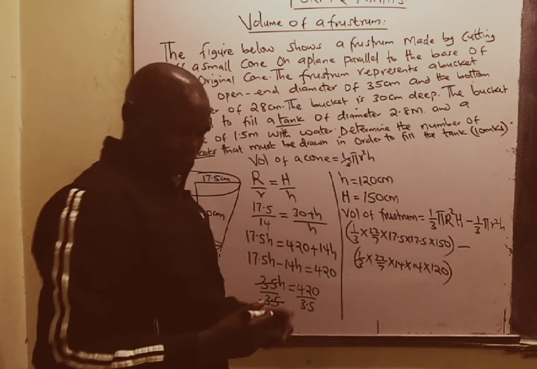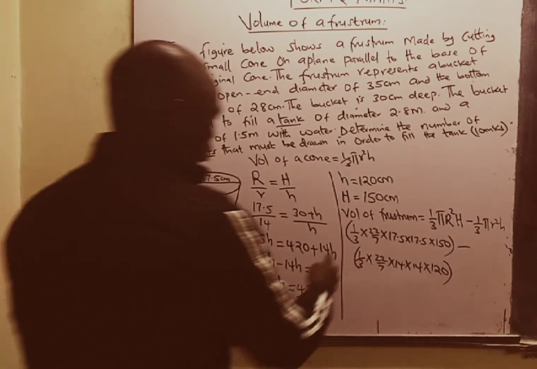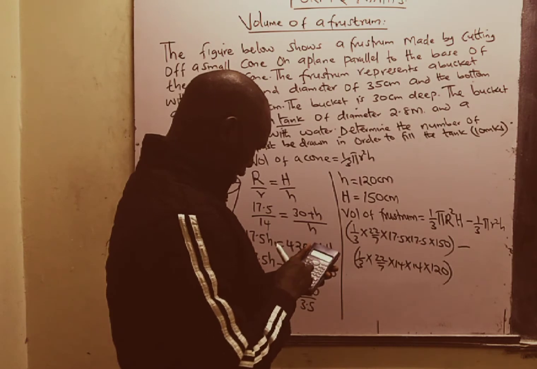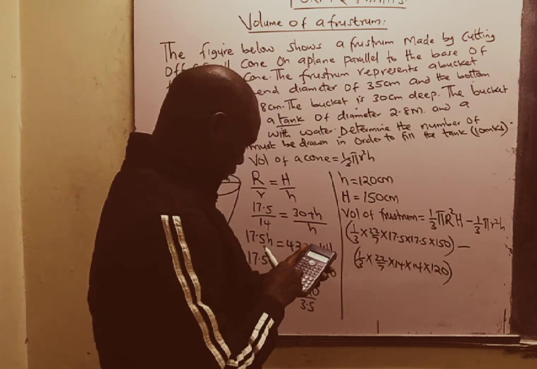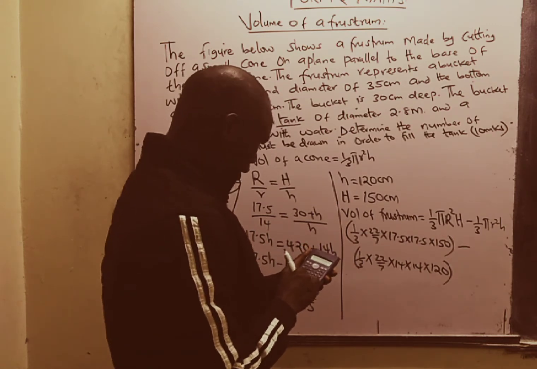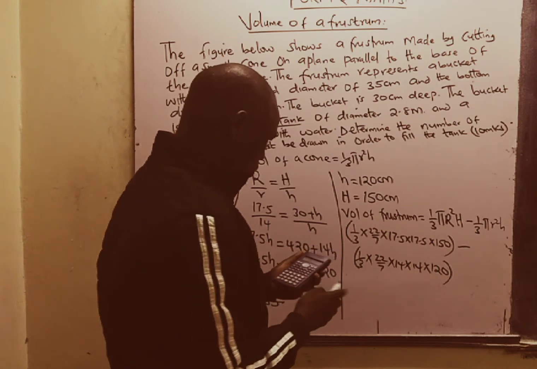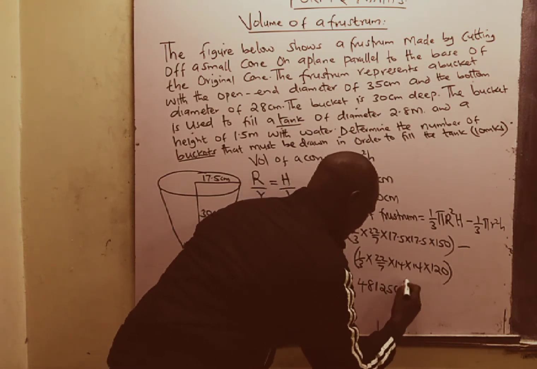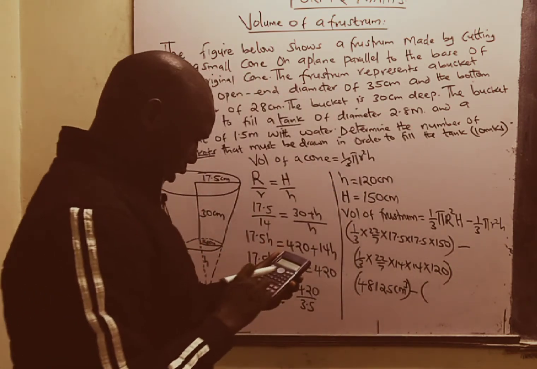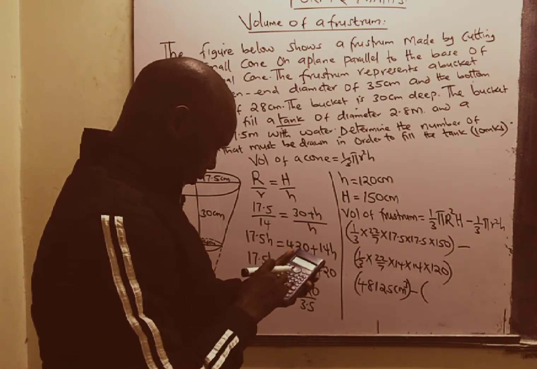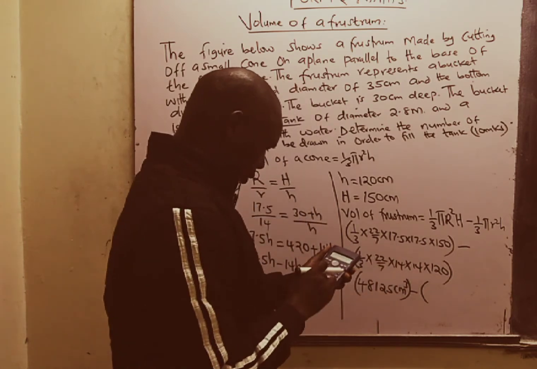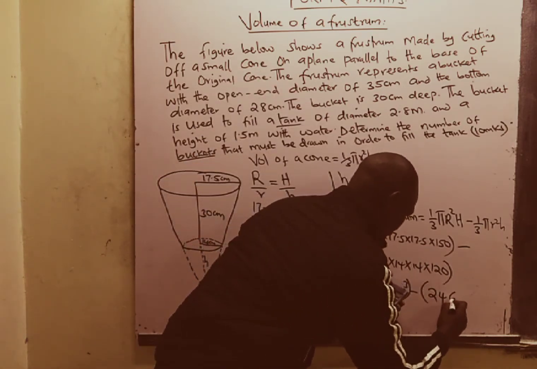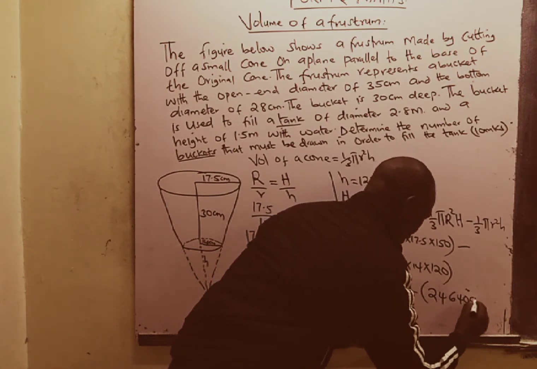So let us work out the volume of the bigger cone by taking 1/3 times 22/7 times 17.5 times 17.5 times 150, and this is going to give us 48,125 centimeter cubic, minus the volume of the smaller cone, which is 1/3 times 22/7 times 14 times 14 times 120, and this is going to give us 24,640, and this is again centimeter cubic.